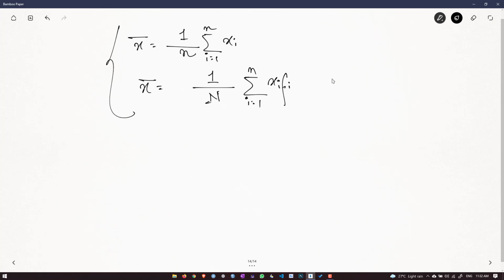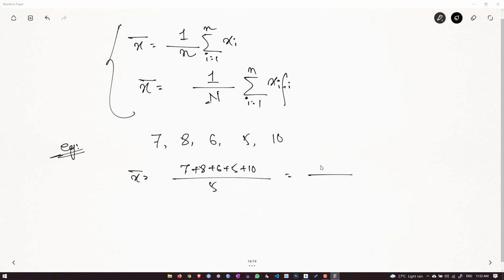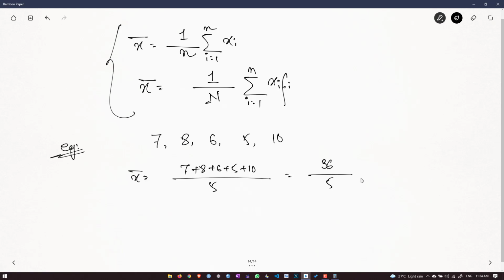So we will most frequently use arithmetic mean because of its properties, or because of its advantages, right? So these two are the formulas. Let us give an example. If the values are 7, 8, 6, 5 and 10, then arithmetic mean will be 7 plus 8 plus 6 plus 5 plus 10 divided by the number of observations, which is 5. So this is 36 divided by 5, which is 7.2. So this is arithmetic mean for ungrouped data.